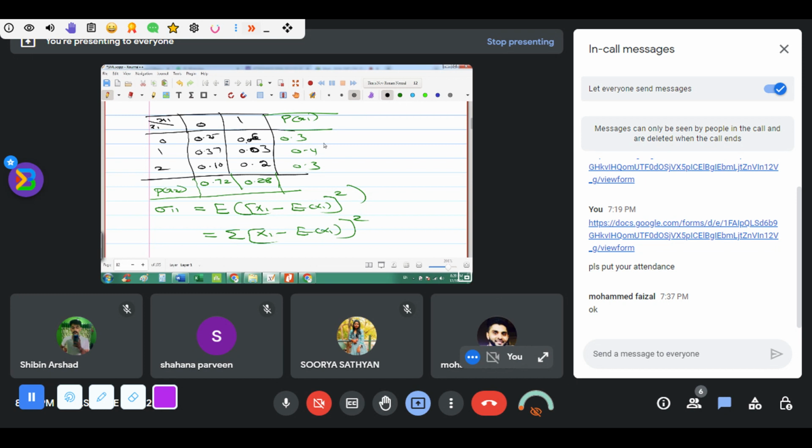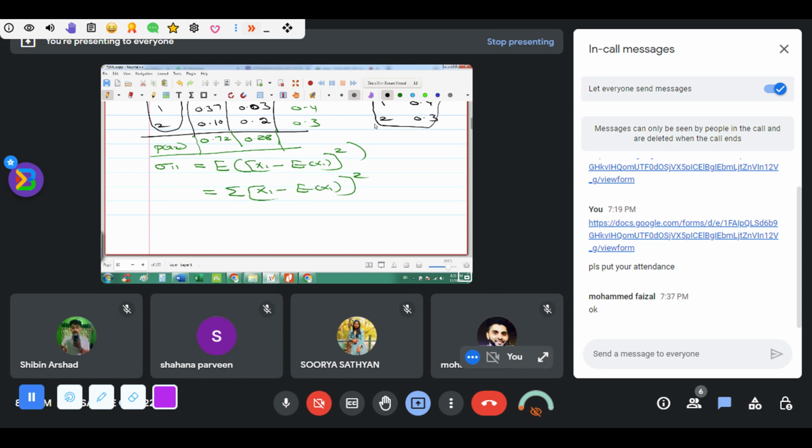Now consider the x1 variable and the corresponding probability value. What is the x1 variable? 0, 1, 2. Then what is the corresponding probability value? 0.3, 0.4, and 0.3. Is it correct? Please note this down separately.